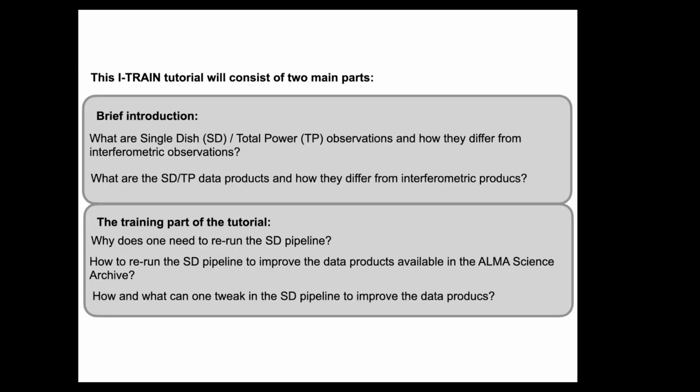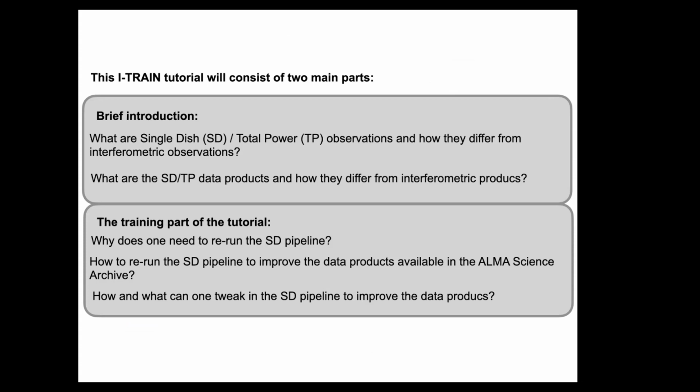This iTrain tutorial consists basically of 2 big parts. One is a brief introduction, where I will try to answer what single dish or total power observations are and how they differ from interferometric observations, and what the single dish or total power data products are and how they differ from the interferometric products that many of us are probably more familiar with.